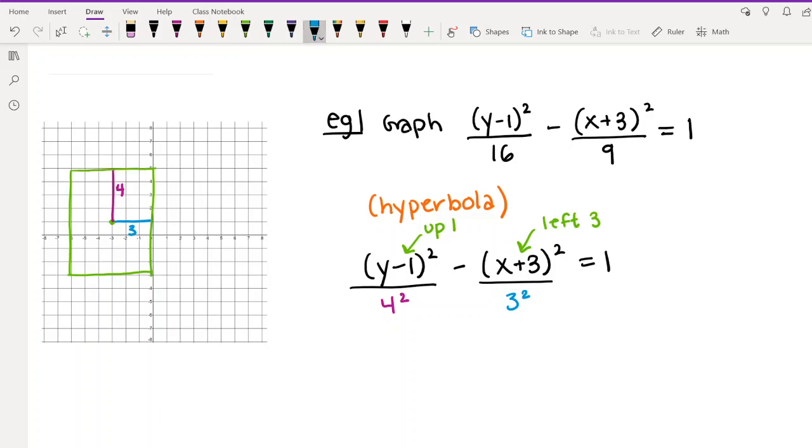So maybe I'll even draw here. This is also 3. This is also 4. Okay, so once we have this rectangle drawn, then we can draw our asymptotes. The asymptotes are what you get by drawing a diagonal line that goes through the box and then continuing them in the same direction that they were initially. And so here, same thing. We have a diagonal line coming through here.